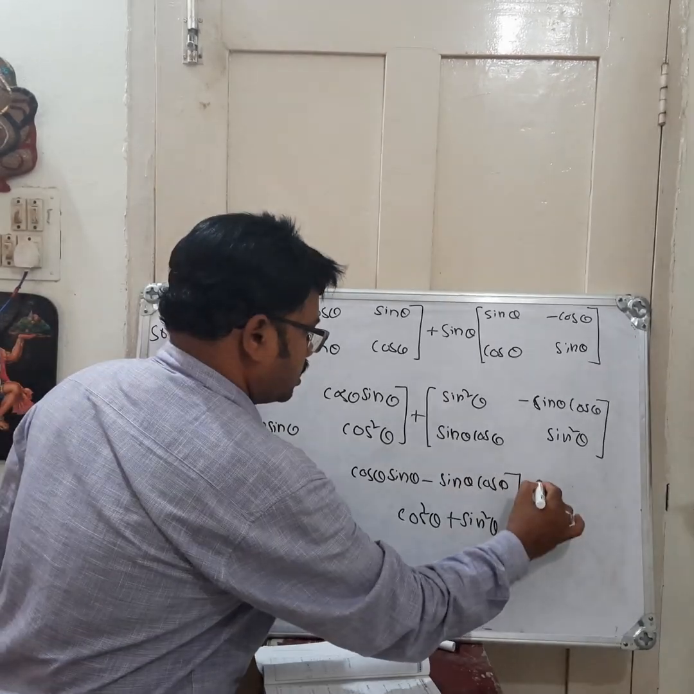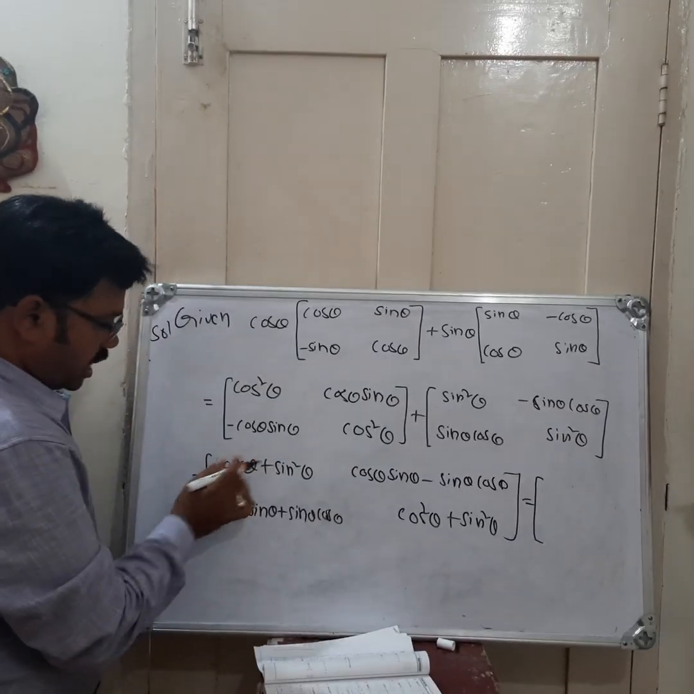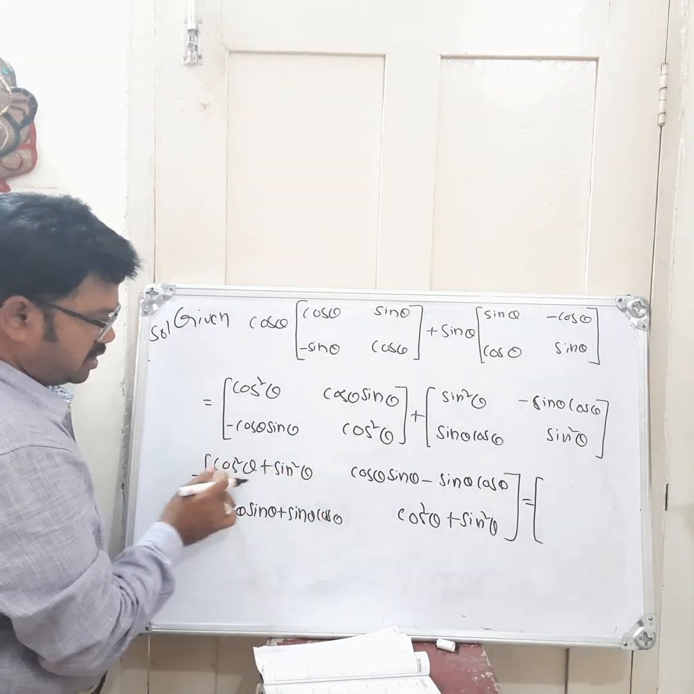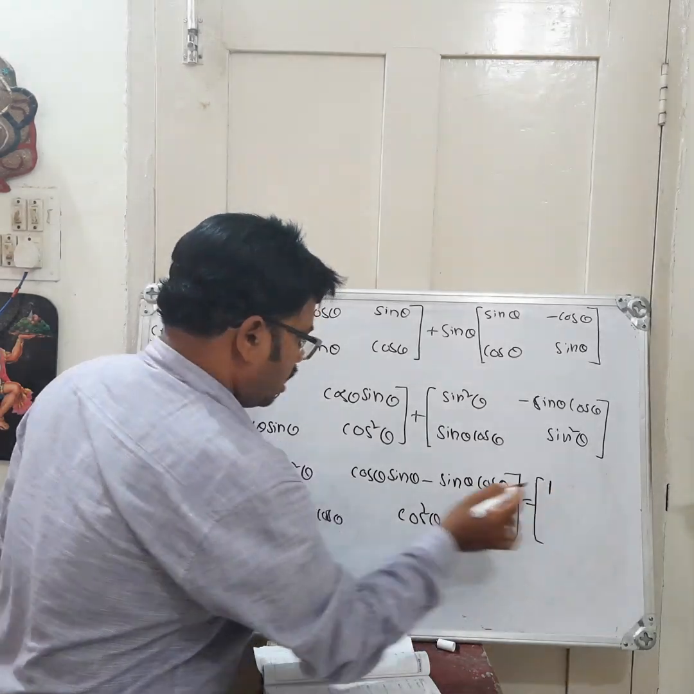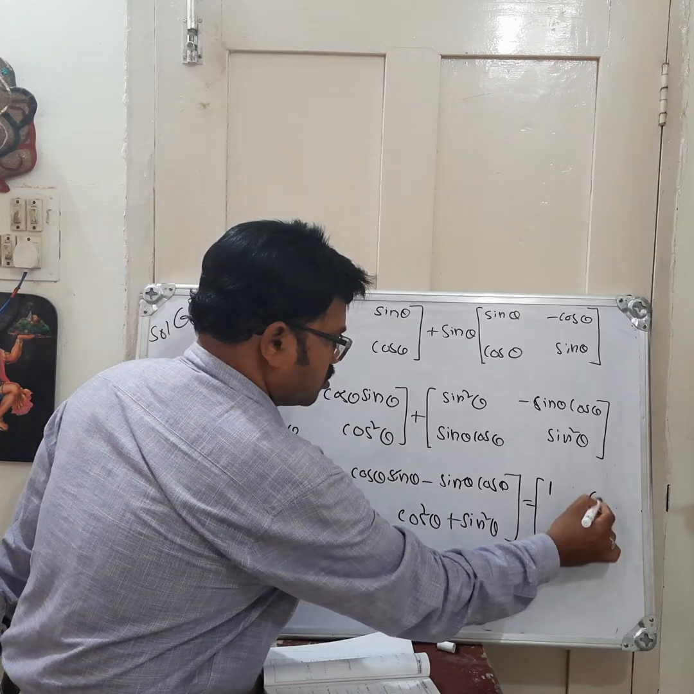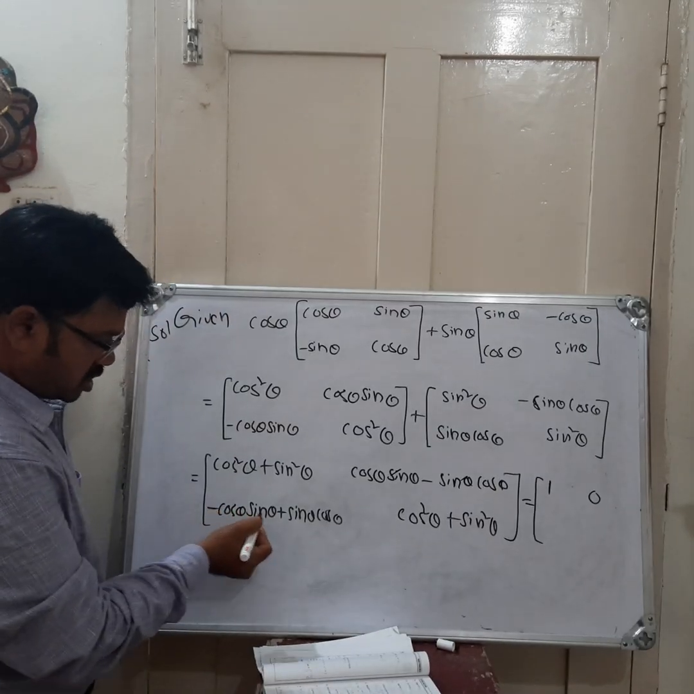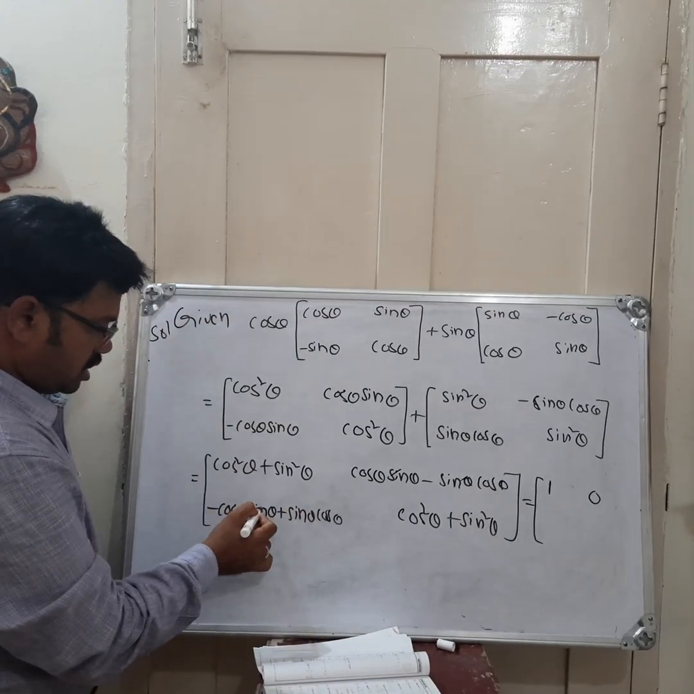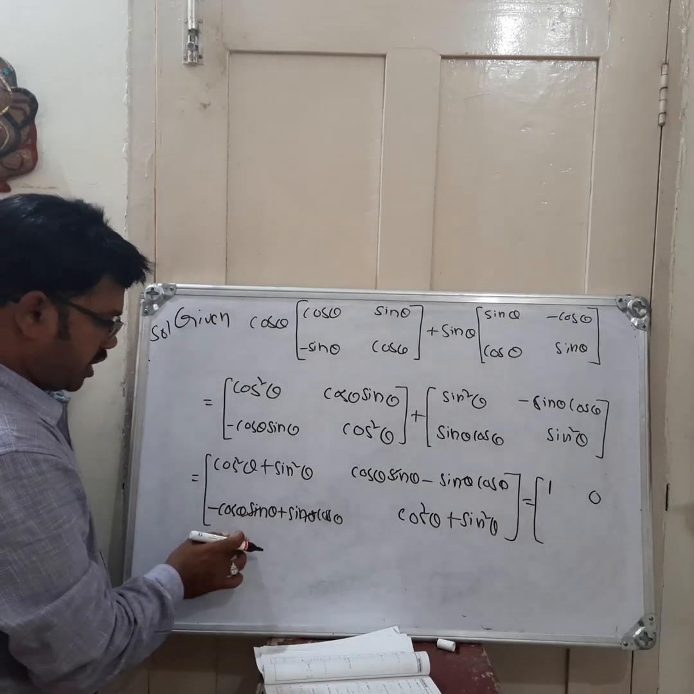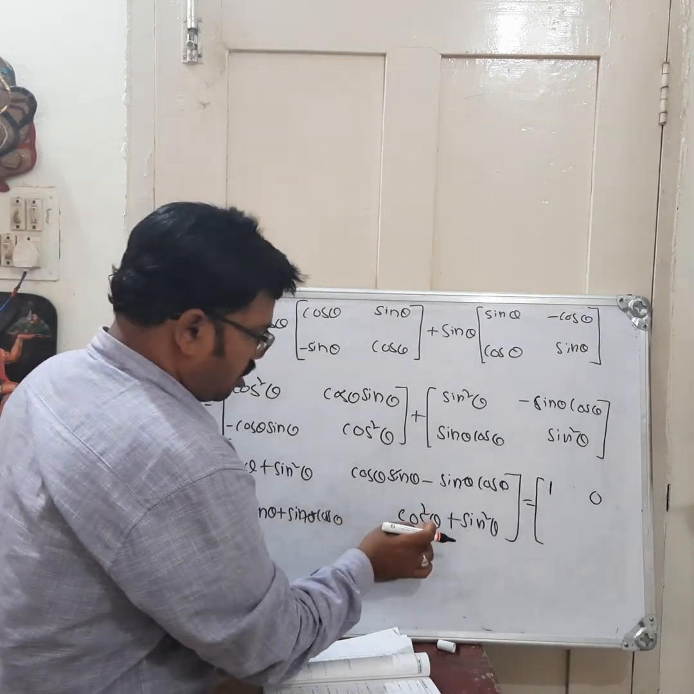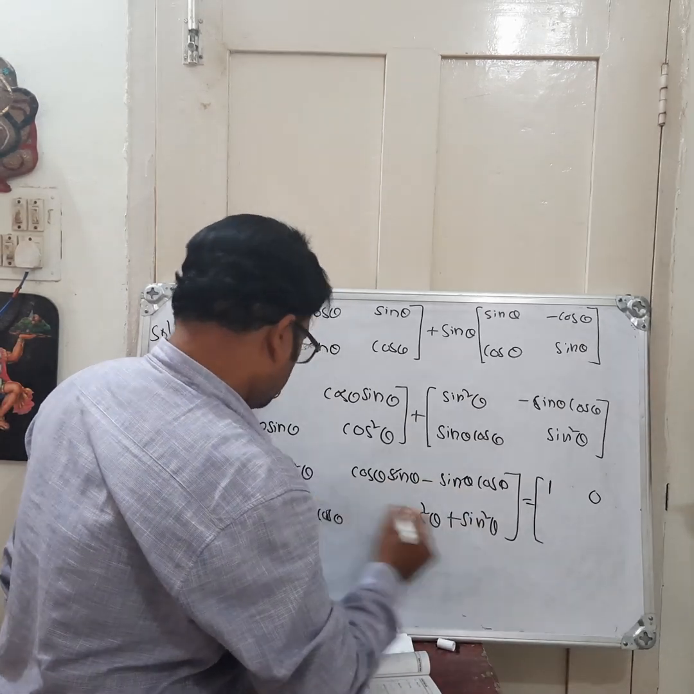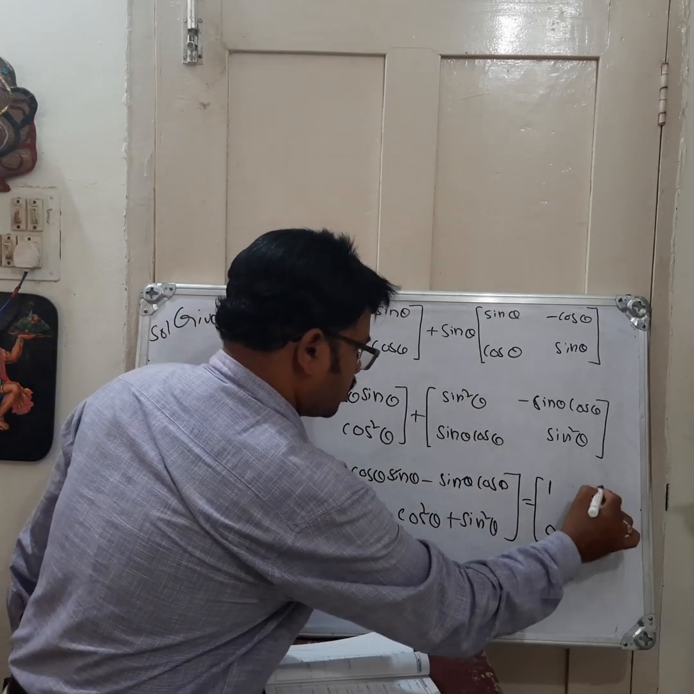So here this value, as per the trigonometric identity, we know this is cos square theta plus sin square theta. This is a well-known identity, and this value equals 1. Here, cos theta sin theta minus cos theta sin theta cancel, so the value equals 0. Also, minus cos theta sin theta plus sin theta cos theta: one is positive, one is negative, they cancel, and you get 0. Here again cos square theta plus sin square theta equals 1, so the matrix is 1 0 0 1.